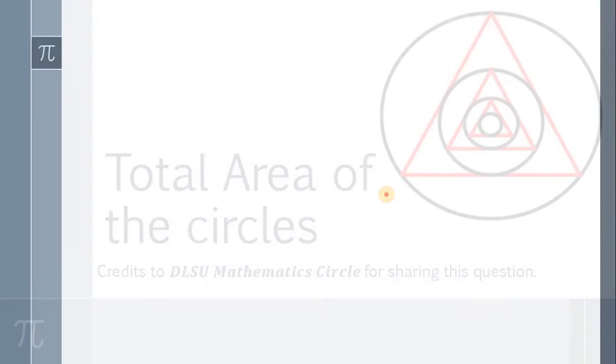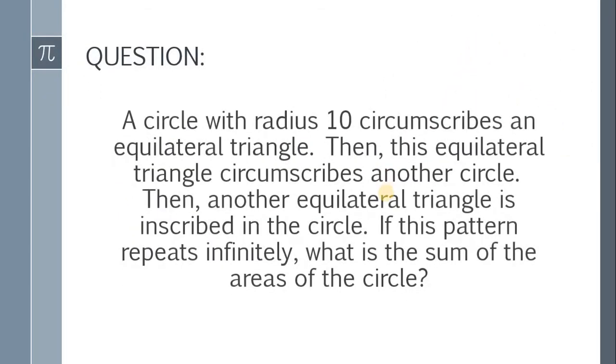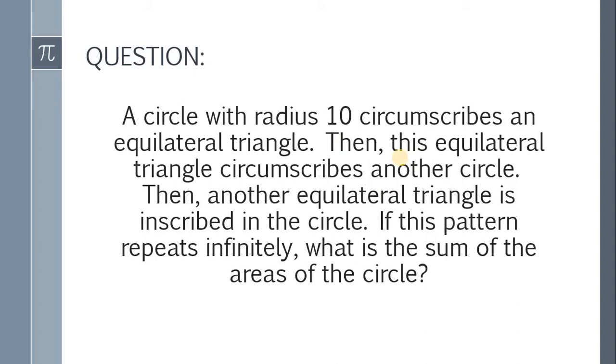So let's start. Here's the question. A circle with a radius 10 circumscribes an equilateral triangle. Then this equilateral triangle circumscribes another circle. Then another equilateral triangle is inscribed in the circle. If this pattern repeats infinitely, what is the sum of the areas of the circle?